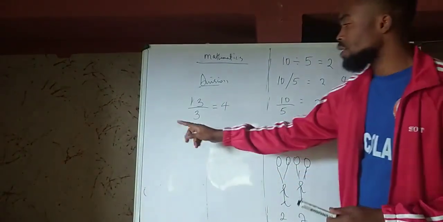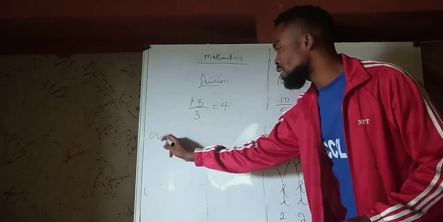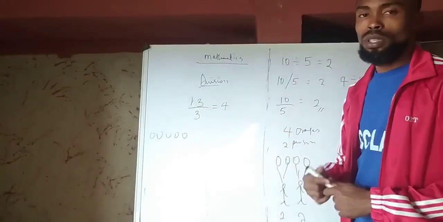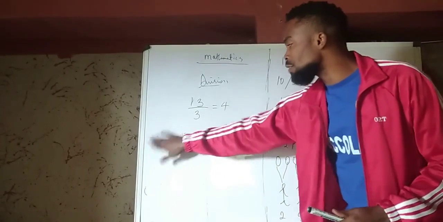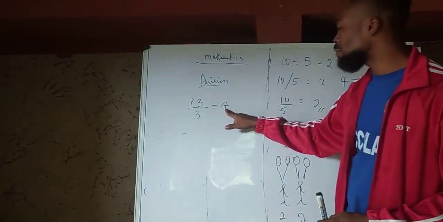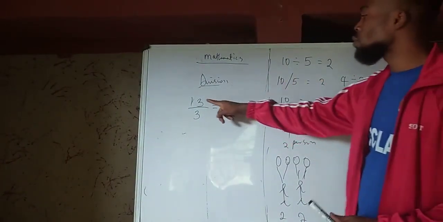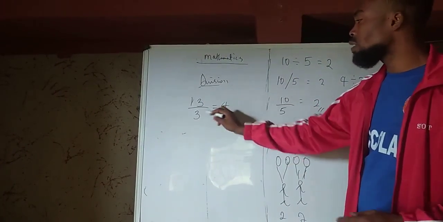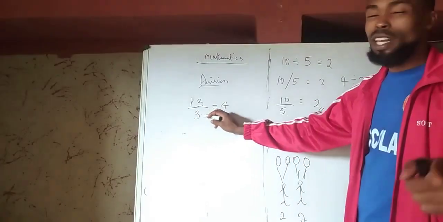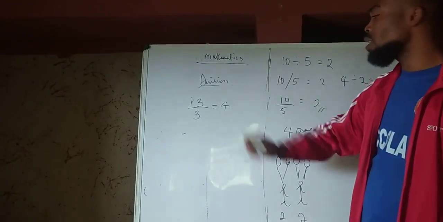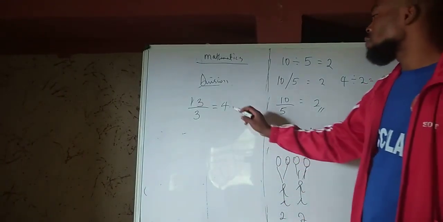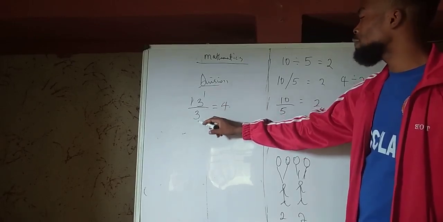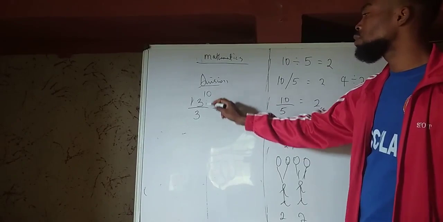If you want to try it, you can count 13 of this and share it among 3 people. That's what you should do to verify if this is correct. You have 4 remaining 1. So 1 divided by 3 cannot work, so we put a point here. Are you getting me? We put a point here, and to that 1 that is remaining after dividing, we add 0 to it.